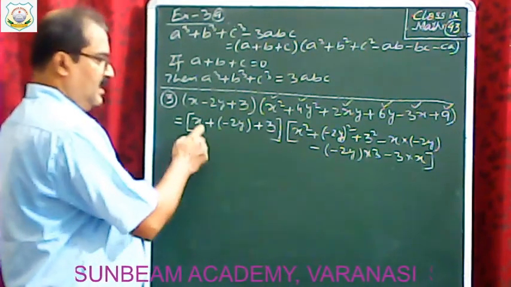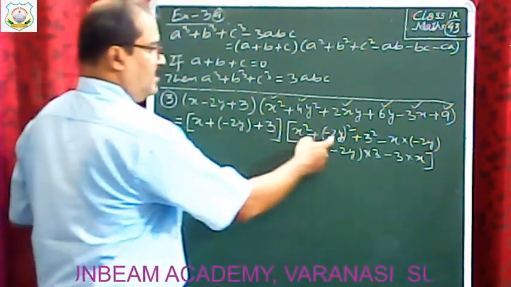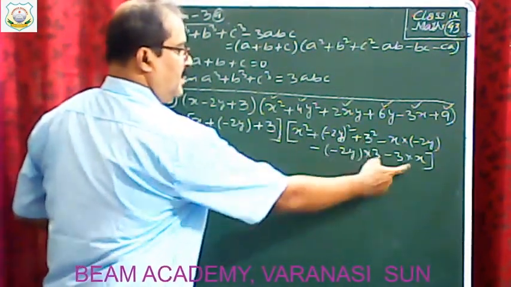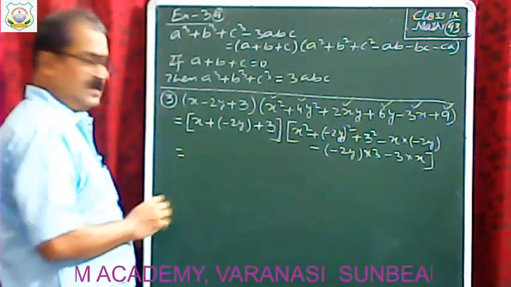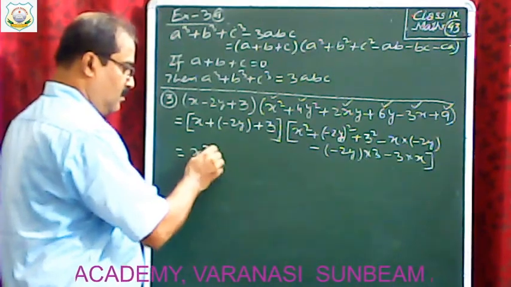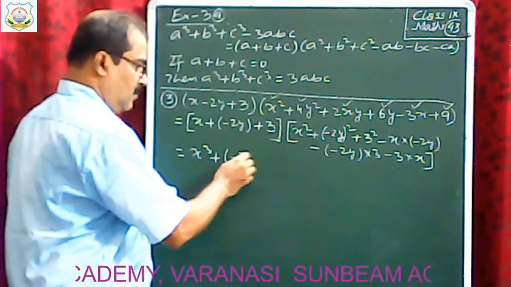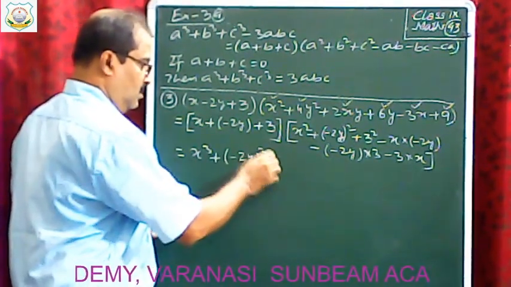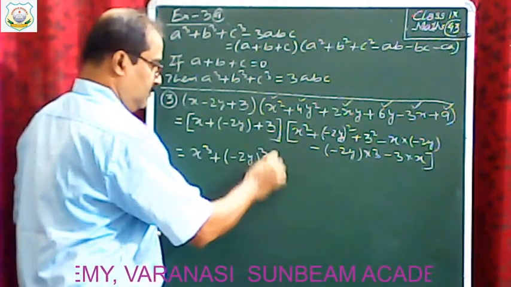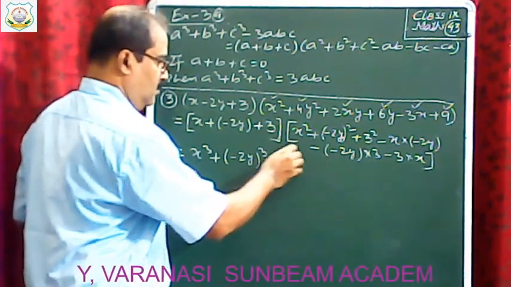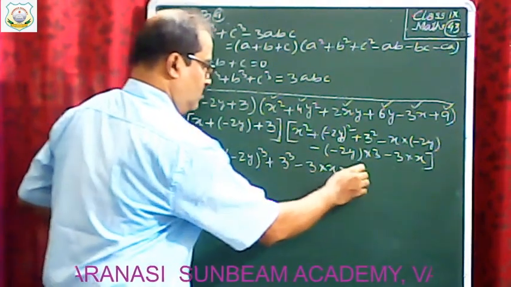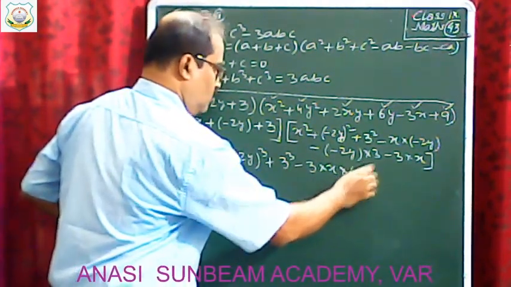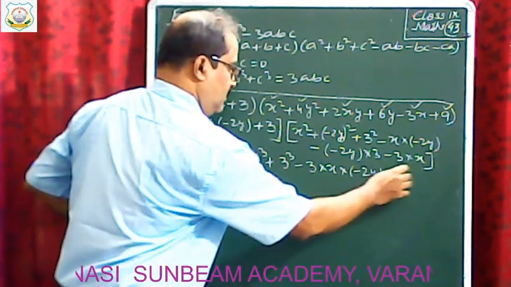If yes, then you have to proceed. So what do we get? A plus B plus C times A square plus B square plus C square minus AB minus BC minus CA equals A cube plus B cube plus C cube minus 3ABC. A cube means x cube, plus B cube means minus 2y whole cube, plus C cube means 3 cube, minus 3 into A which is x, B which is minus 2y, into C which is 3.